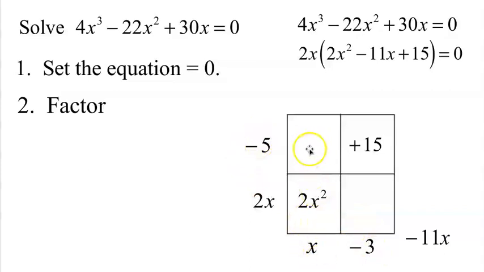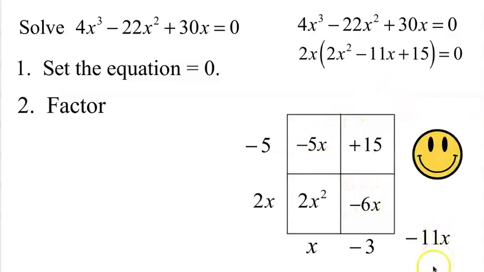-5 times x is -5x in this slot. -3 times 2x is -6x in that slot. When we add those together, -5x plus -6x is -11x. So that makes us happy. We have successfully factored this. Now don't forget the 2x that's here. So that portion stays there. 2x stays there, but then we have 2x minus 5 times x minus 3 equaling 0.